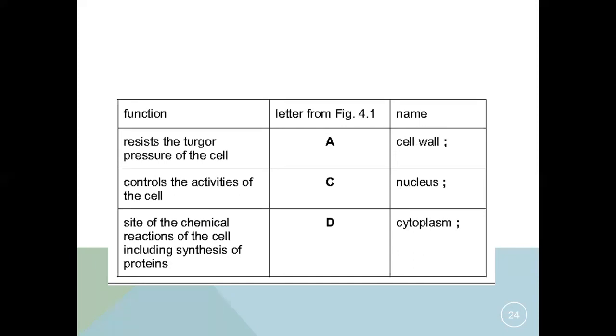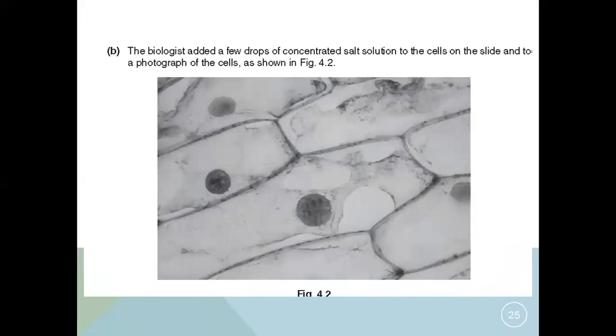Okay, now let's move toward another slide. The biologist added a few drops of concentrated salt solution to the cell on a slide, and a photograph of the cell is shown. Like what he did with the epidermal layer of the onion, now he added a few drops of concentrated salt solution to the cells. So definitely, inside the cell, compared to outside, the water potential is very high. Water potential means the amount of water is very high compared to outside, because outside the solution is concentrated.